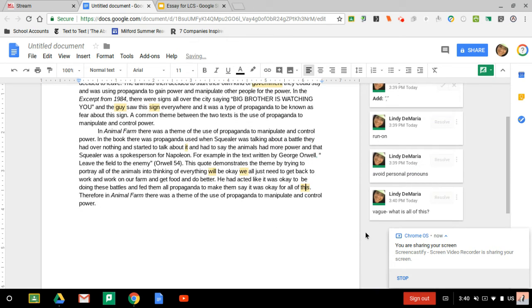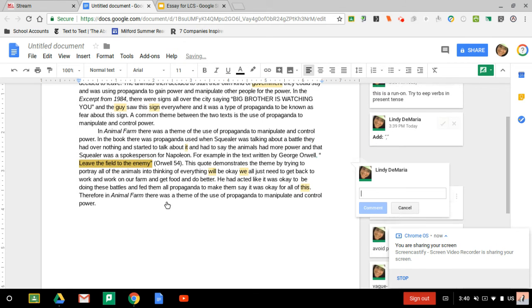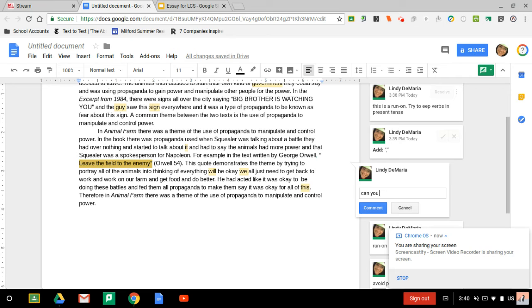It says, therefore, in Animal Farm, there was a theme of the use of propaganda to manipulate and control power. So I'm looking at this statement and I'm like, I don't think this quote is very good because the whole point of the paper is about propaganda. And I'm going to say this quote isn't propaganda. So I'm going to make the comment, can you find a stronger quote? This quote is not about propaganda.